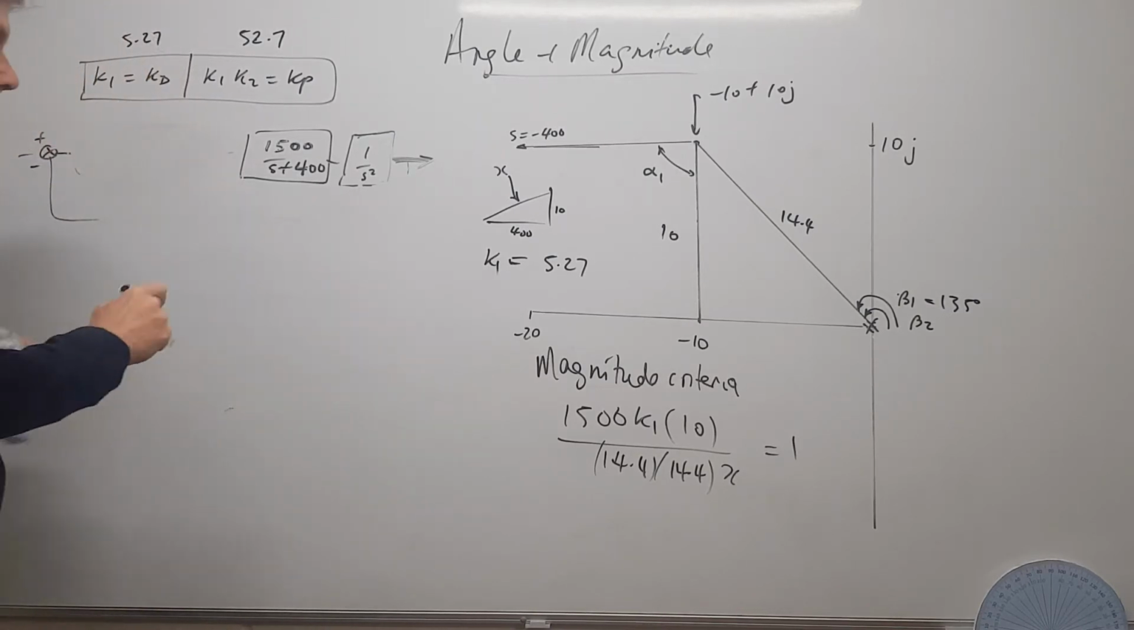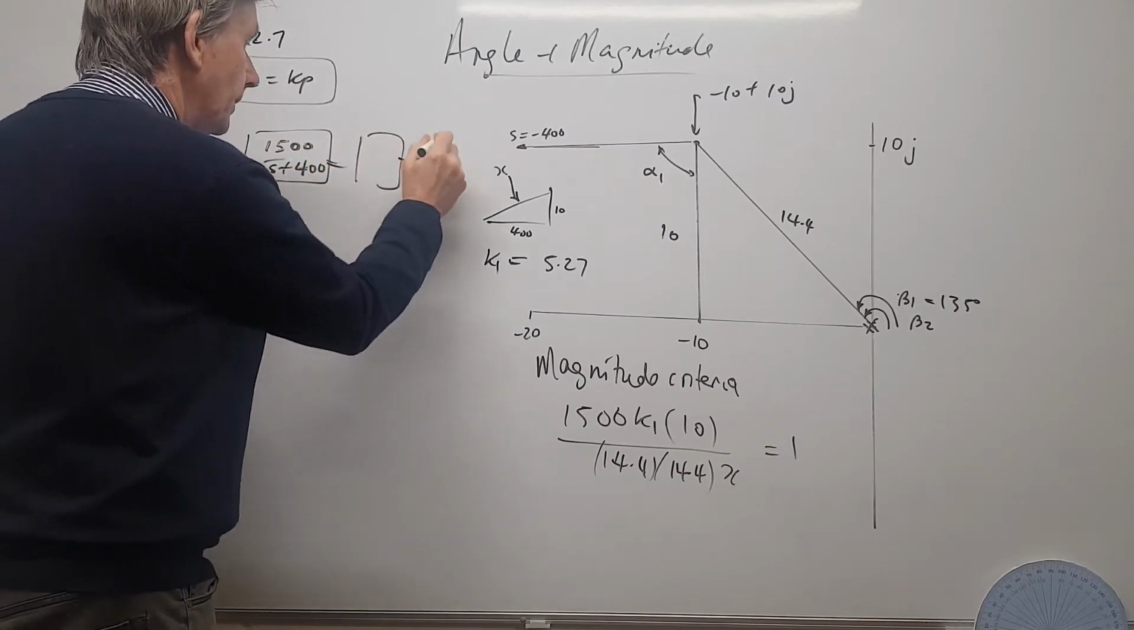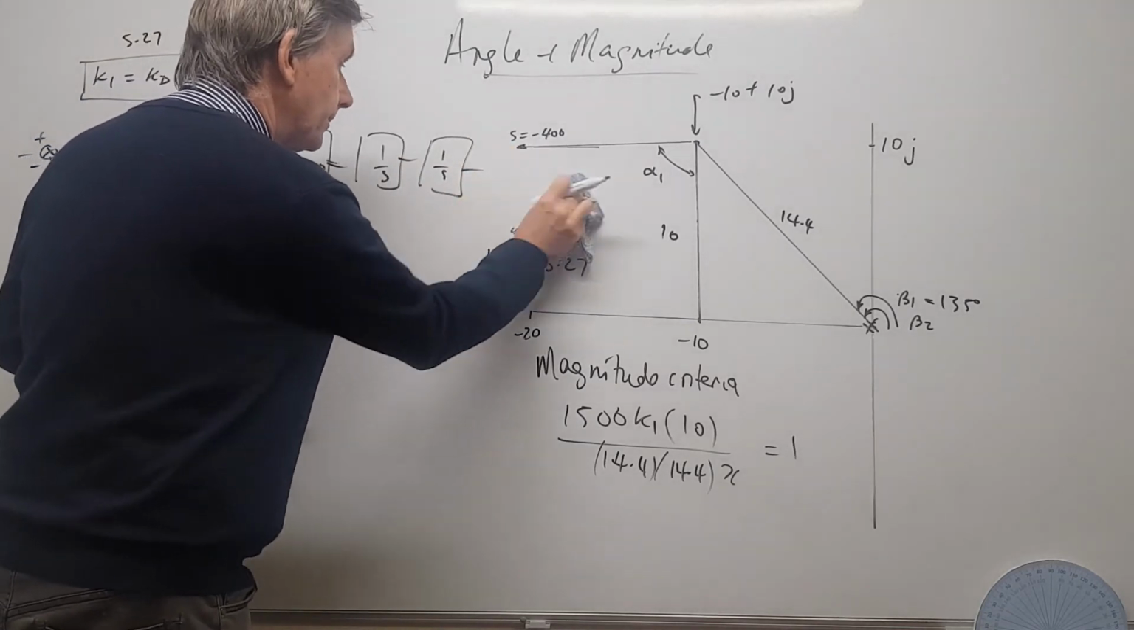So what we've got this time is, we've got what's going on. That's a 1 over S there, a 1 over S there.